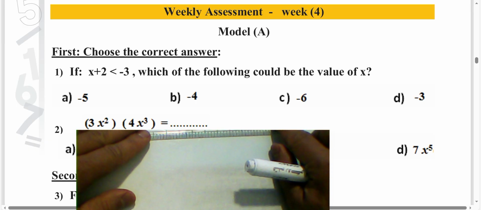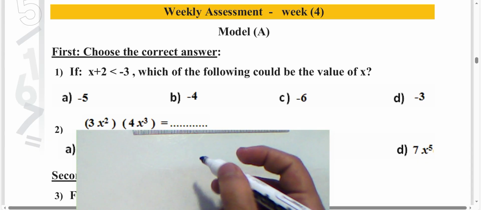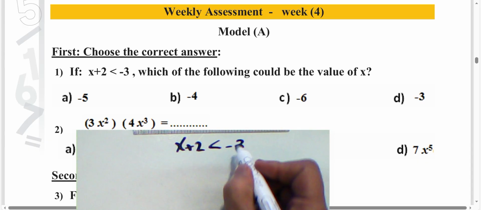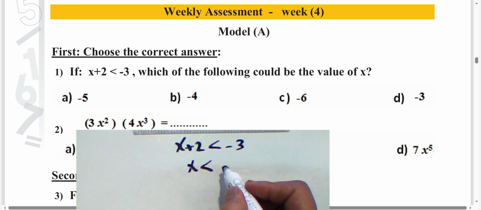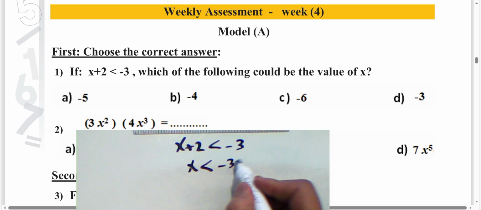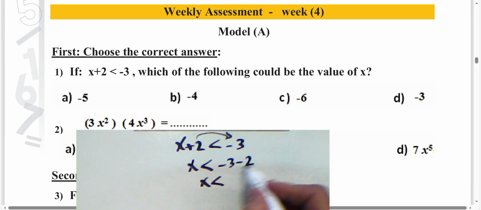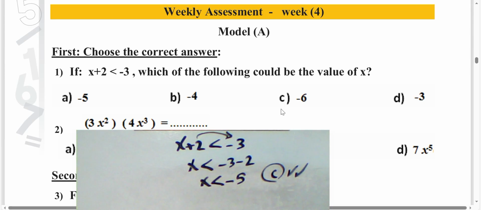You can solve this inequality by moving 2 from the left hand side to the right hand side and changing the sign like this. x plus 2 less than negative 3, then we have x is less than negative 3 minus 2, which is negative 5. Choose the number less than negative 5, it will be letter C. The answer here will be letter C.